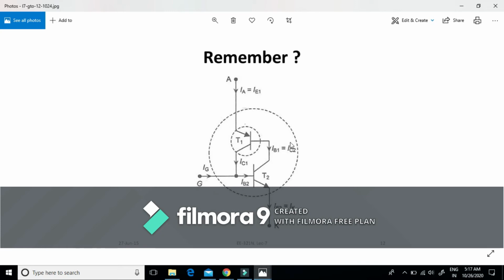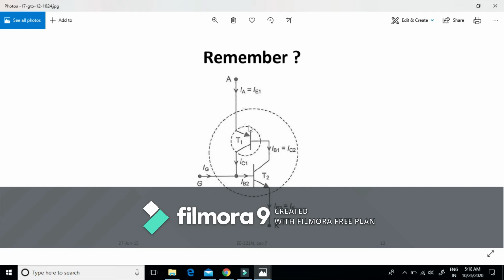This IB2 increases IC2. This IC2 increases IE2. This IE2 increases alpha 2. This IC2 is basically the IB1 for transistor T1, and this IB1 increases IC1. This IC1 plus IB1 increases IE1, which is the anode current IA, and this IA increases alpha 1. This starts the regenerative action, resulting in an increase of the emitter gains, that is alpha 1 and alpha 2.